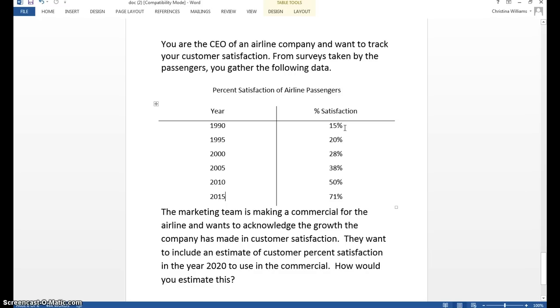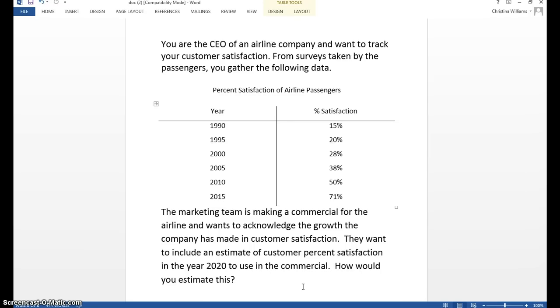airline. So we started out in 1990 at 15%, super low, and we have raised all the way to 71%, excuse me. So the marketing team is making a commercial for the airline and wants to acknowledge the growth the company has made in customer satisfaction. They want to include an estimate of customer percent satisfaction in the year 2020 to use in the commercial. How would you estimate this?